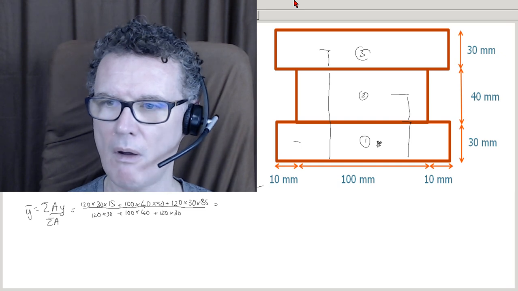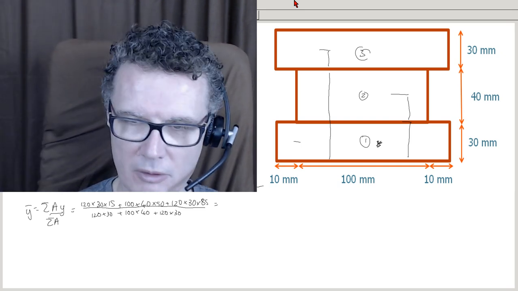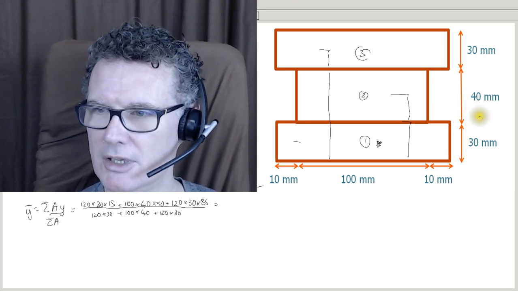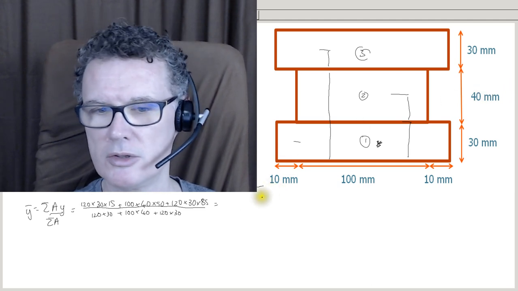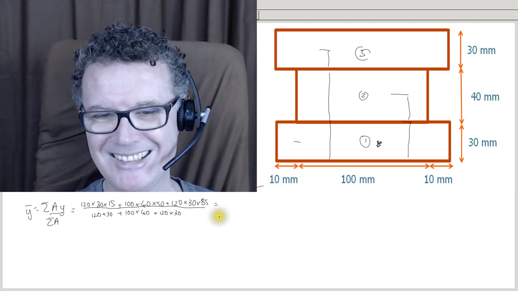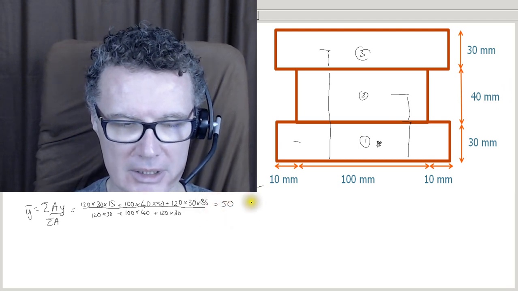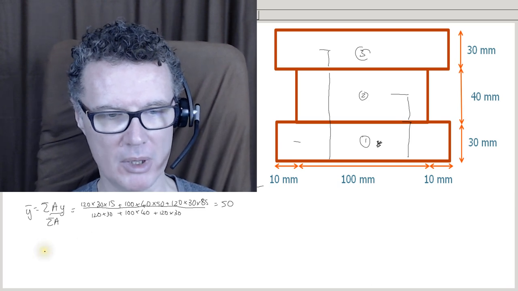And then I go, it's symmetric. Why did I bother working this out? So we've got 30 plus 30, 60 plus 40, 100. 100 divided by 2 is 50. Idiot. Right, okay, so we found the y bar.